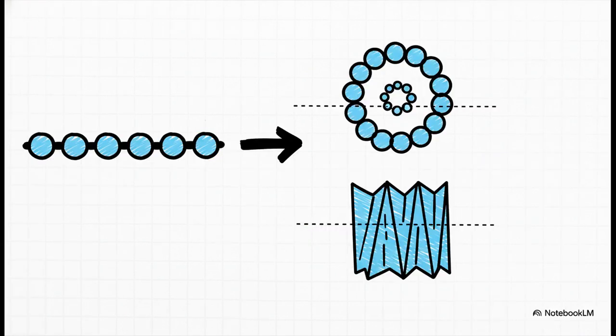Then in the second stage, that long chain of letters starts to fold and twist. Thanks to some of those weaker sticky note hydrogen bonds, parts of it will coil up into these cool-looking spirals called helices, or they'll fold into accordion-like pleated sheets. The basic local shapes start to take form.